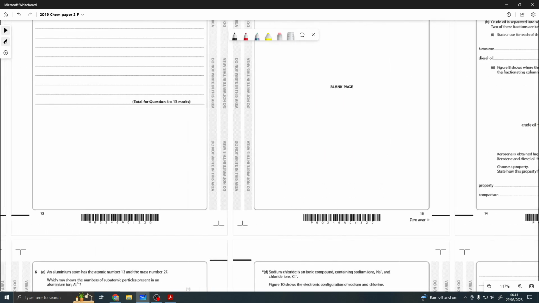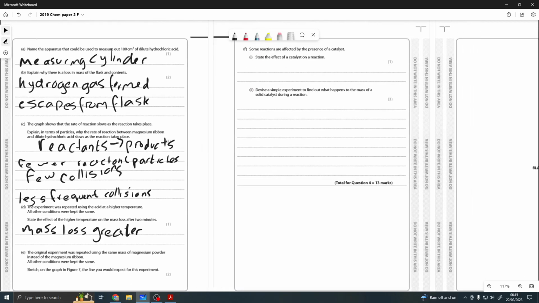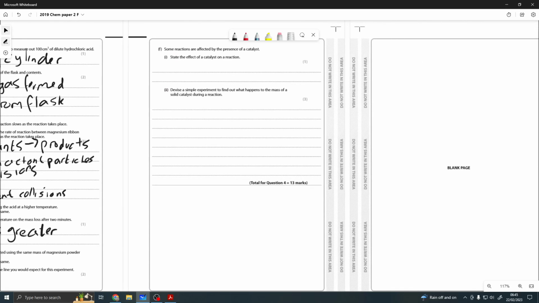Okay, what's next? It says some reactions are affected by the presence of a catalyst. State the effect of a catalyst on a reaction. Well, it speeds up the reaction by lowering the activation energy. Speeds up the reaction by lowering the activation energy.